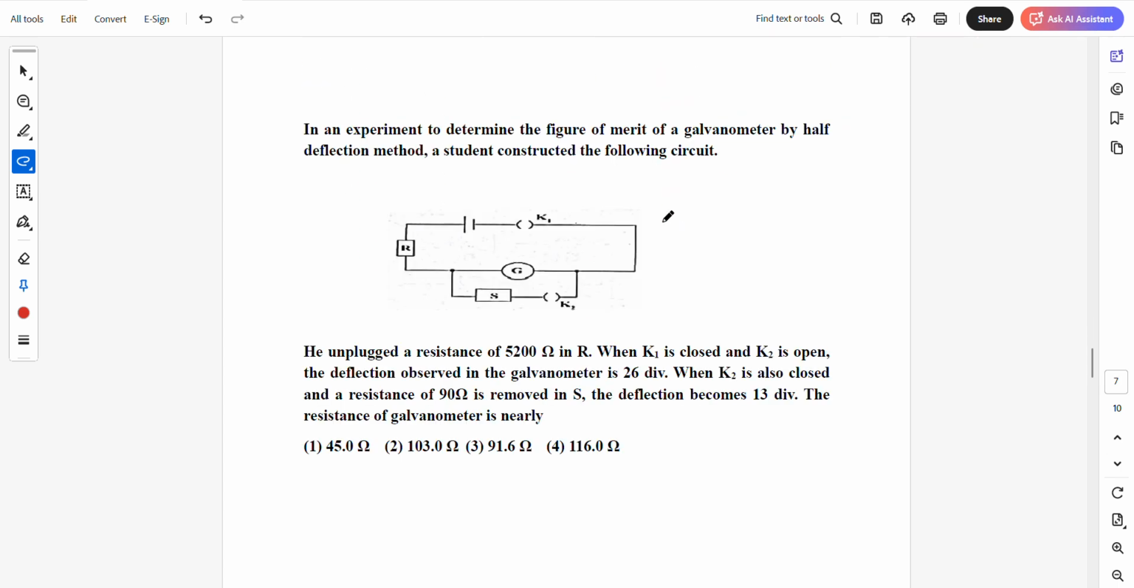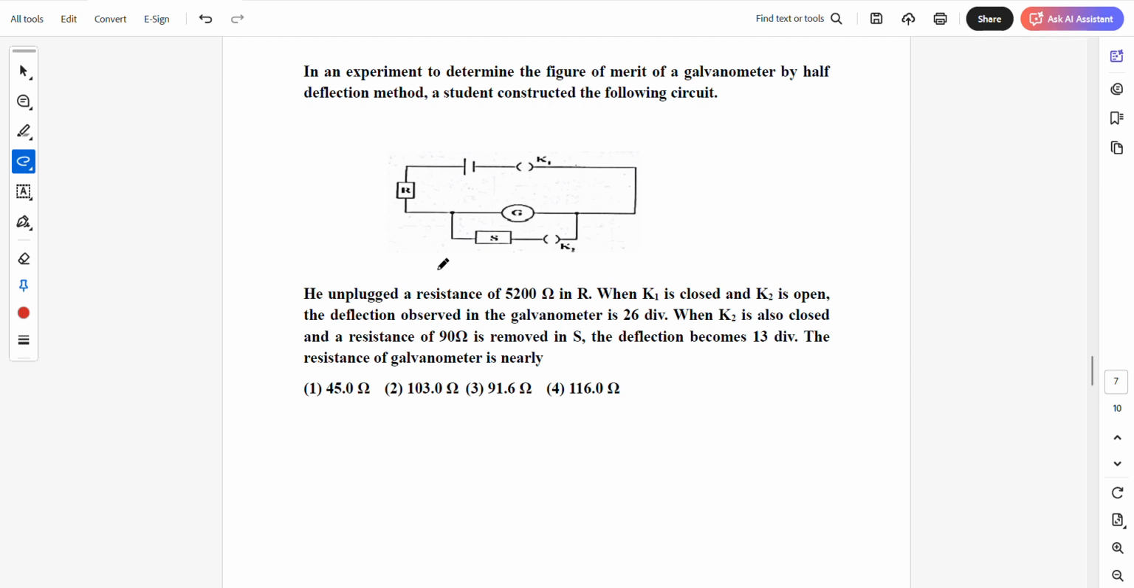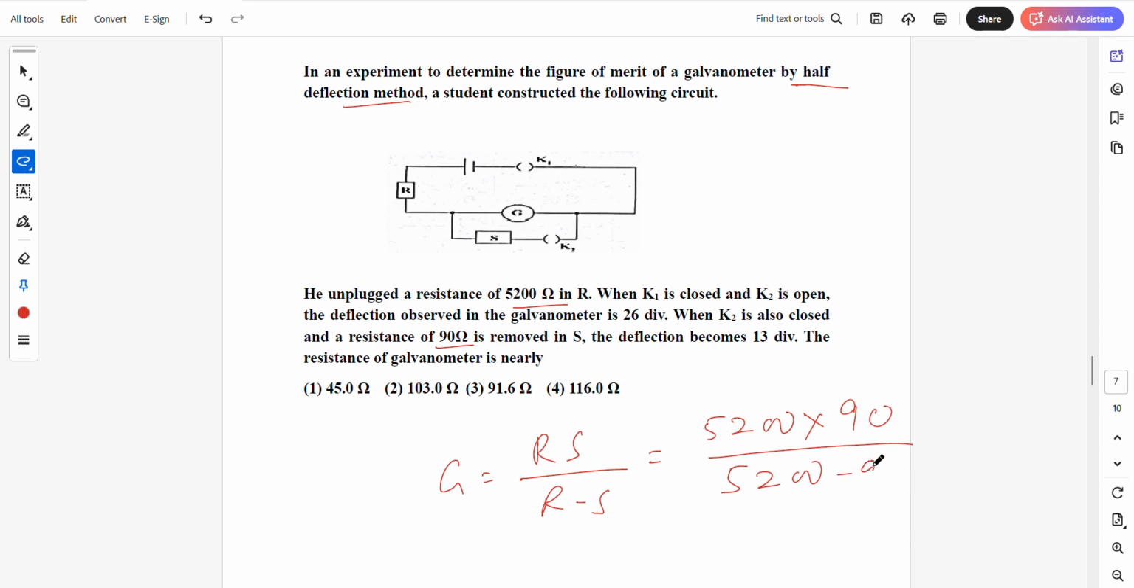Next one, an experiment to determine the figure of merit using the half deflection method. We have a direct formula, G is equal to Rs divided by R minus S. R is given as 5200, and S is given as 90. So G is equal to 5200 into 90 divided by 5200 minus 90. G is always approximately equal to S, which is 90.